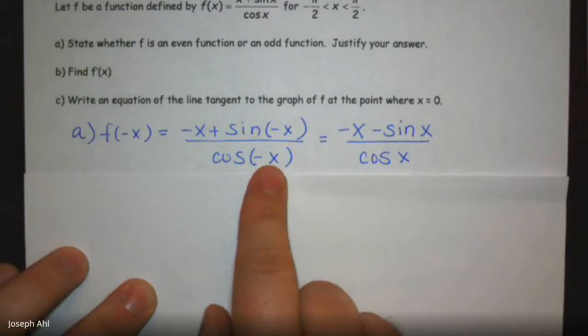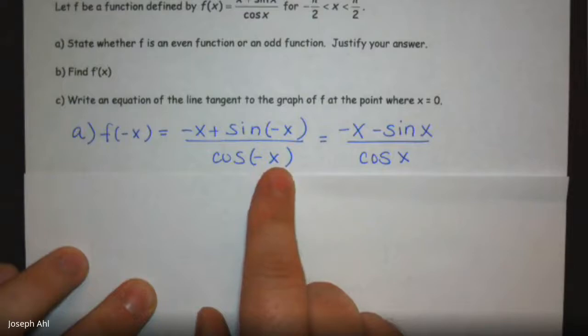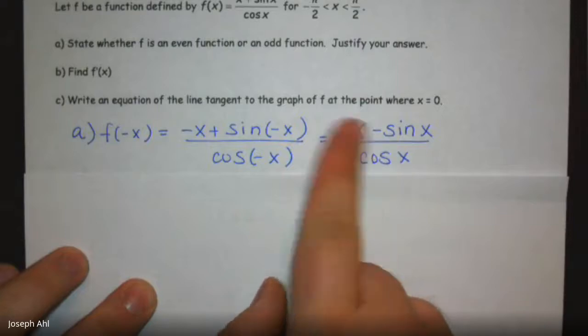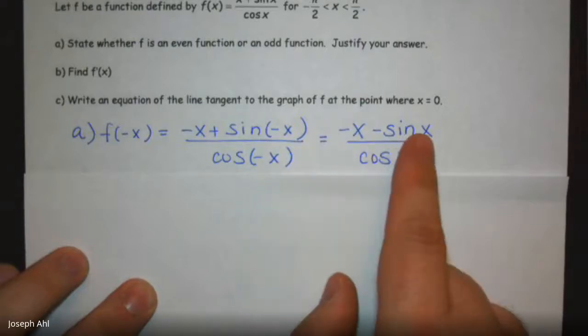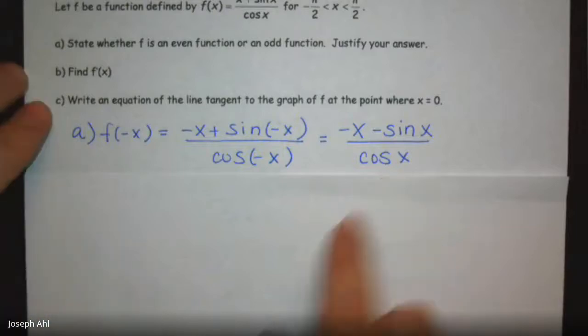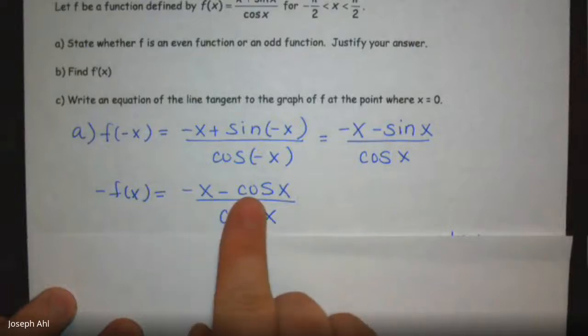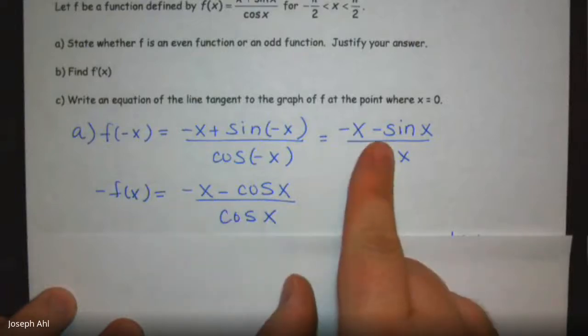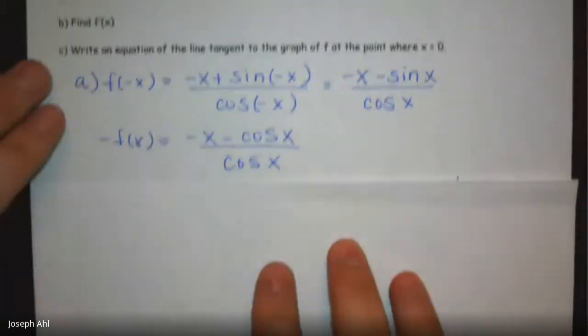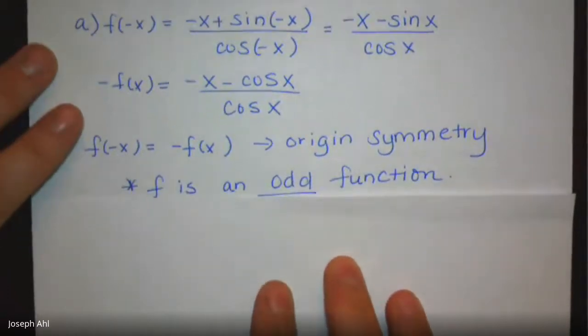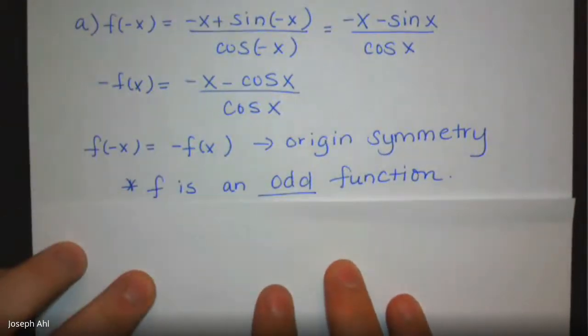It's really because in quadrant 4, which is where the angle negative x terminates, as long as x is acute, cosine's positive in quadrant 4, but sine would be negative there. So when you rewrite these without the negative x on the inside, sine gets negated, but cosine doesn't. All right, what does negative f of x look like? Negative f of x is just the negated form of the original function. And if f of negative x and negative f of x match, that indicates that we have origin symmetry, which means that f of x is an odd function. Okay, so hopefully you're able to confirm that algebraically.